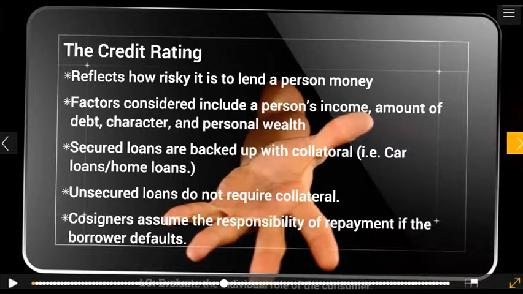Unsecured loans do not require collateral. Cosigners assume the responsibility of repayment if the borrower defaults. Now, sometimes you may be able to get an unsecured loan, but they may require that you have a cosigner, somebody else, generally who has a better credit rating, who in essence will take the risk that you're not going to go bad on that loan.